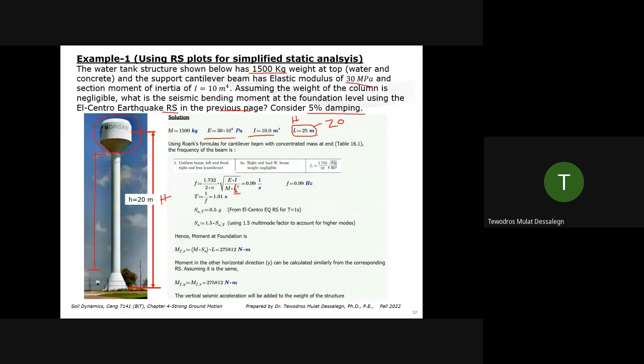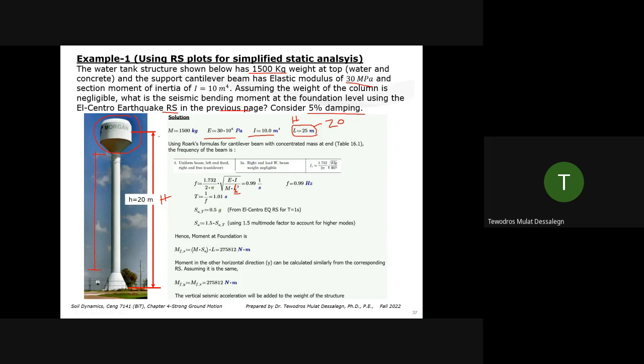We need the period, right? What's the period of this structure? If you see it, it can be simplified as a cantilever beam, a cantilever beam with a mass at the end. And we're making the assumption to ignore the mass of the beam, because the mass at the top is significantly larger.